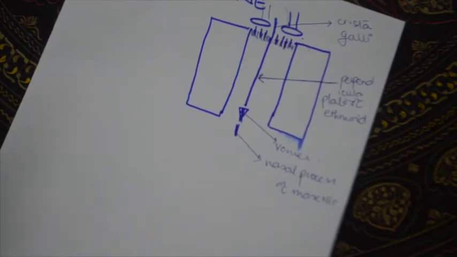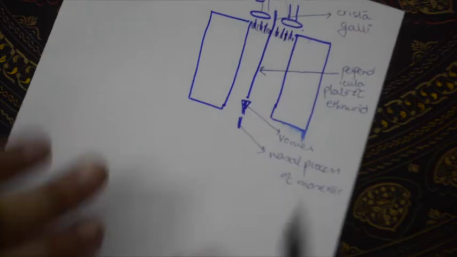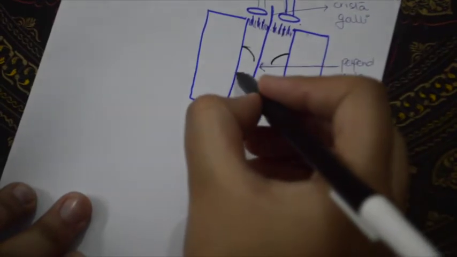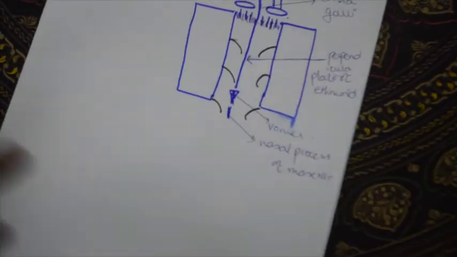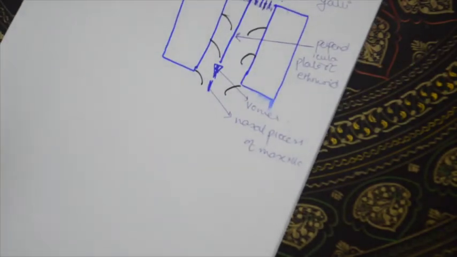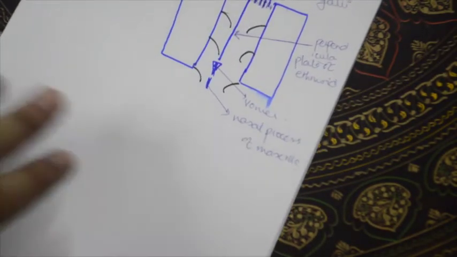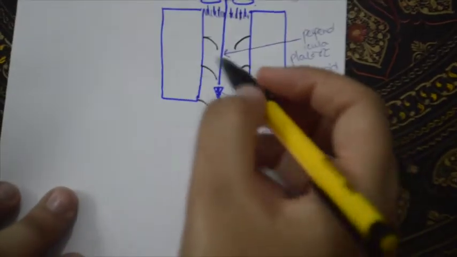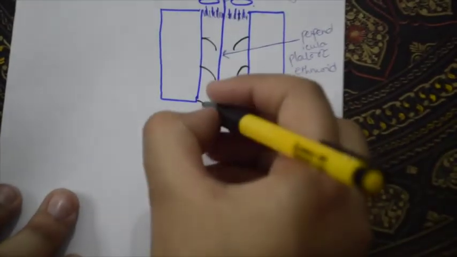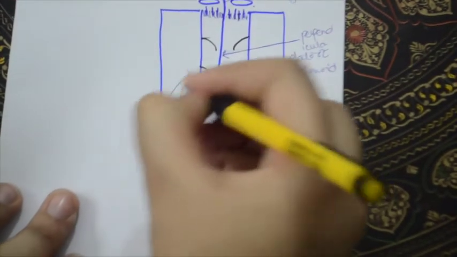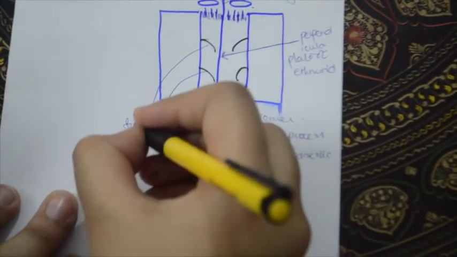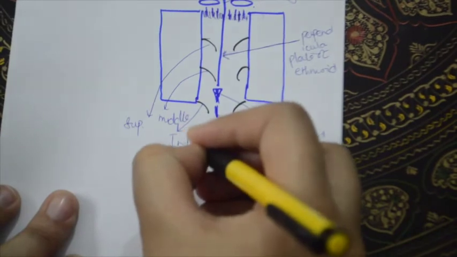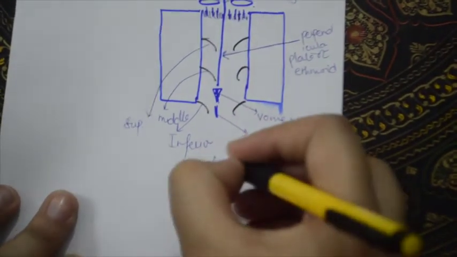One thing which I missed are these. These are the nasal conchae, superior, middle, inferior nasal concha, and I'll mark one of these. You can mark all. This is superior, this is middle, but I'll write this one completely: inferior nasal concha.